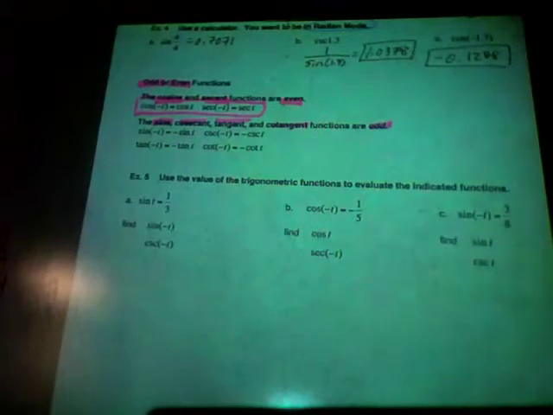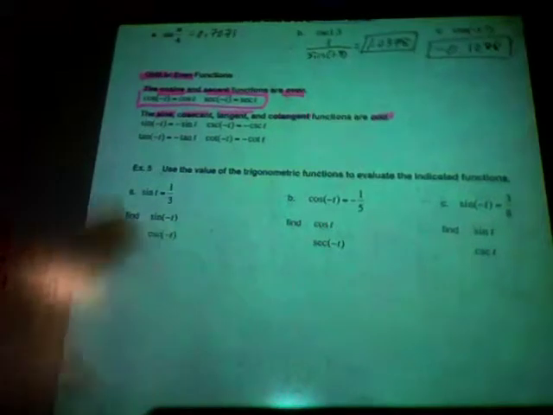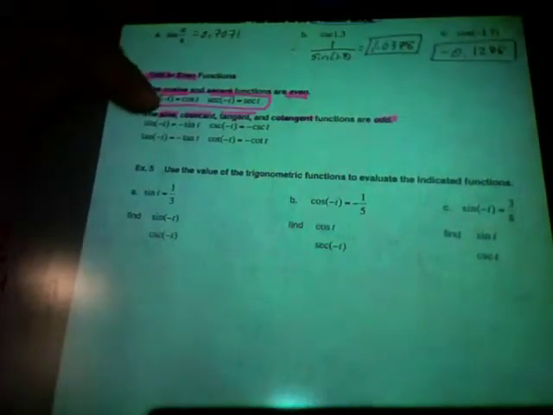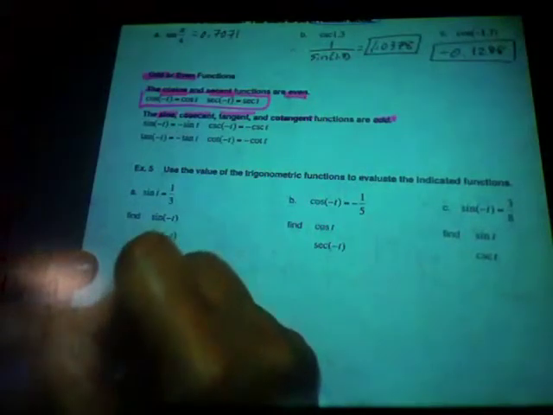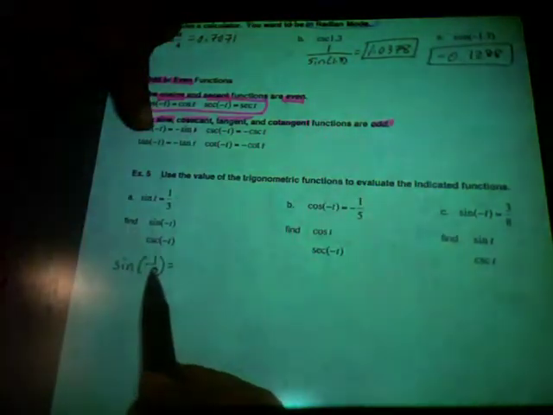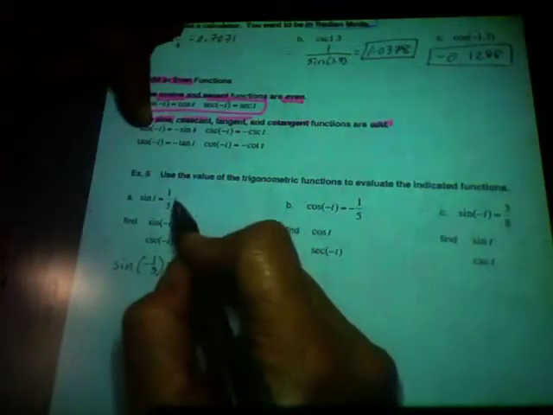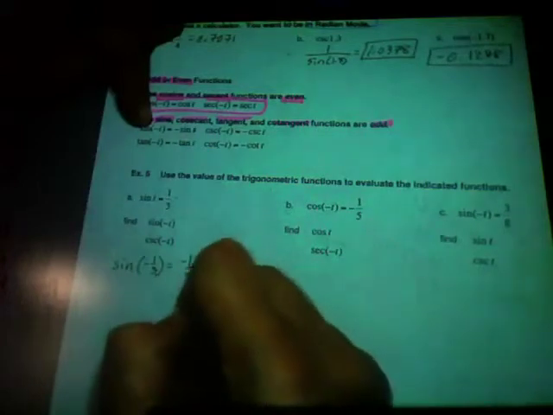So sine of t is equal to 1/3. If the sine is 1/3, what's the sine of -t? Would it be 1/3 or -1/3? Look over here. If this is the sine of just plain t, wouldn't you have to multiply this by -1 to get the sine of the negative? Right? So what's 1/3 times -1? So you get -1/3.